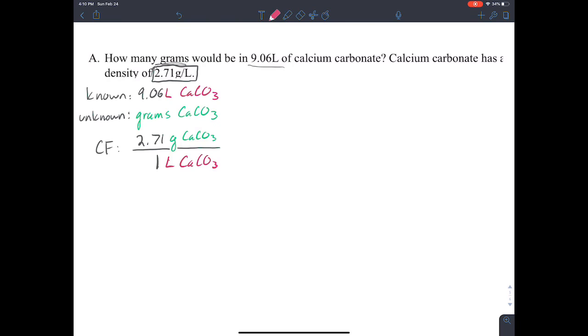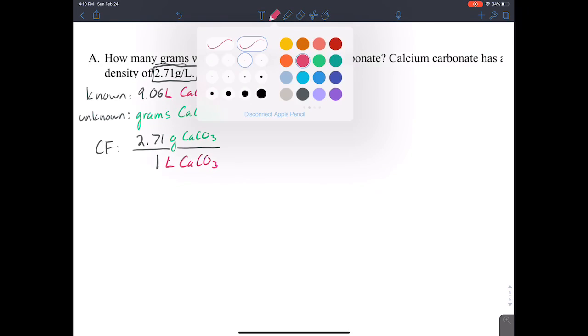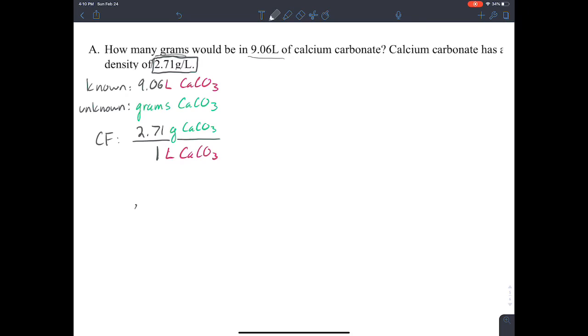Okay, so that density is our conversion factor. Just like molar mass is a conversion factor, this tells you grams per liter. This is how you break it down to grams per liter for calcium carbonate. So we take our known 9.06 liters of calcium carbonate. We're trying to cancel liters and get this all into grams.